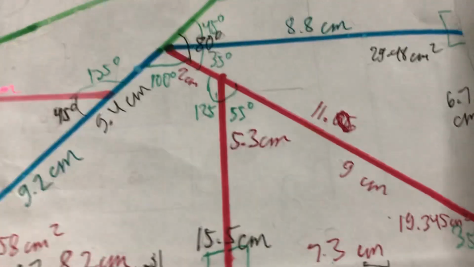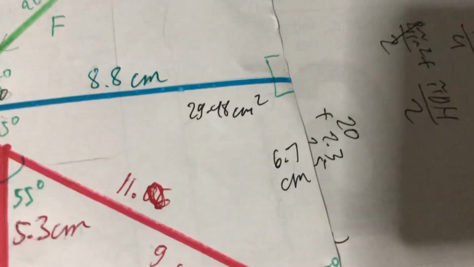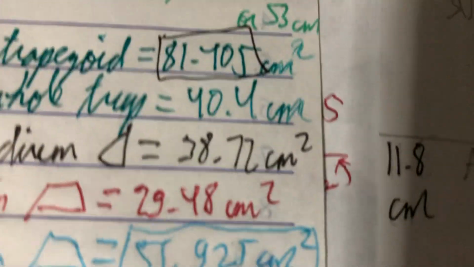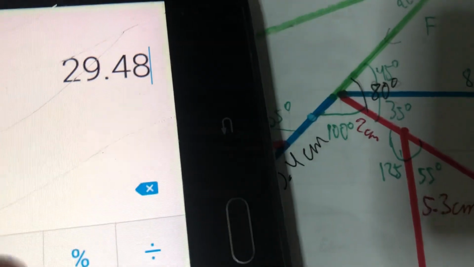81.405. Now, let's sum everything up to see if we got the same. Perhaps I have a handy calculator to help. You remember what's the measure here? What's the area here of the right triangle in this trapezoid? It's 29.48, di ba? So, isulat namin sa calculator, 29.48.